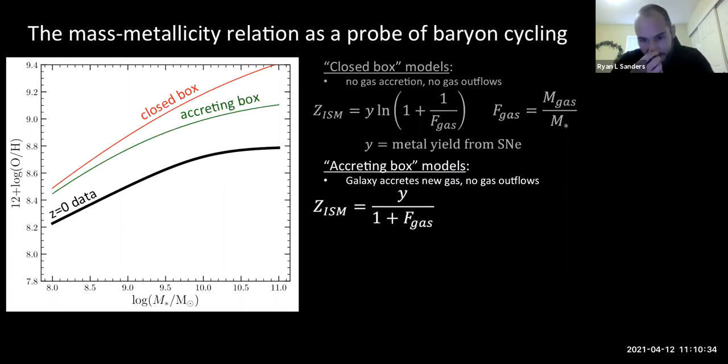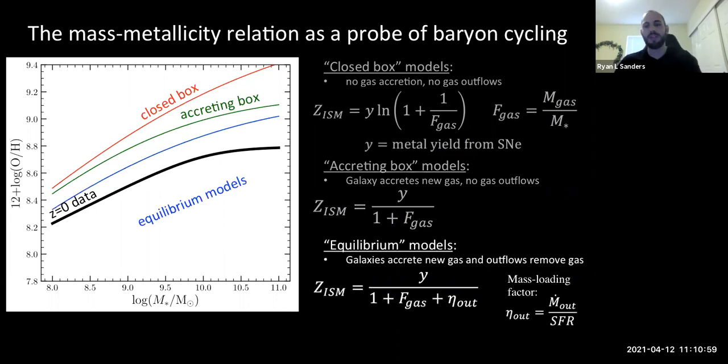And so it's not a realistic scenario. One additional step of complexity, we can add accretion to these models. So you can have what we call an accreting box model, where you accrete new gas, but there's still no outflows. This still depends just on the stellar yield and the gas fraction. The metallicities move lower because you have more gas coming in that can dilute the metals in the ISM, but you still can't produce metals low enough to describe a realistic galaxy population.